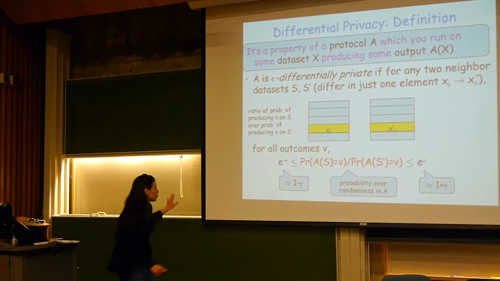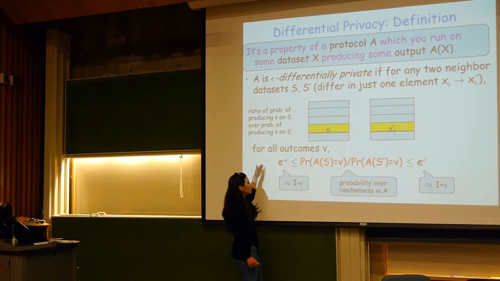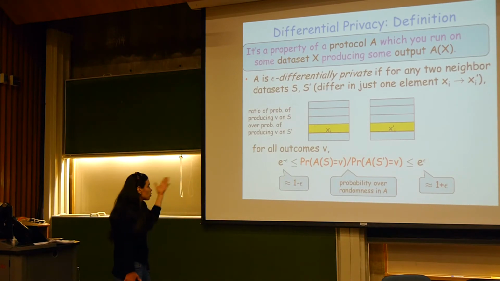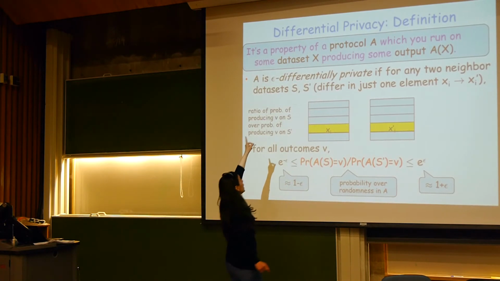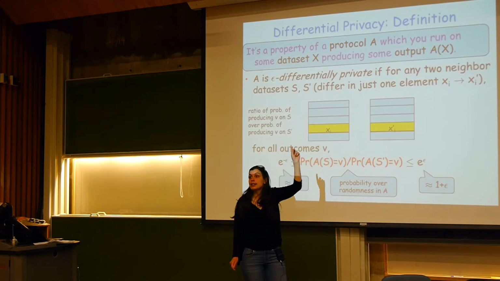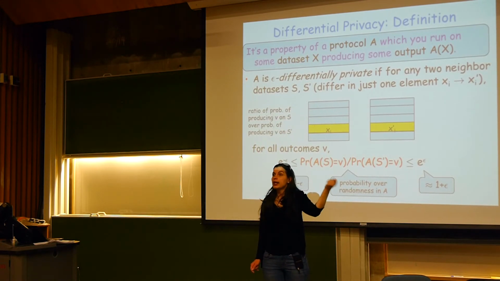This is the definition you normally see, but all it says is that for every possible outcome V, the ratio of the probability of producing V on S over the probability of producing V on S prime is close to 1. And here the probability is over the randomization in our mechanism A. The mechanism A, as I said, has to be randomized.